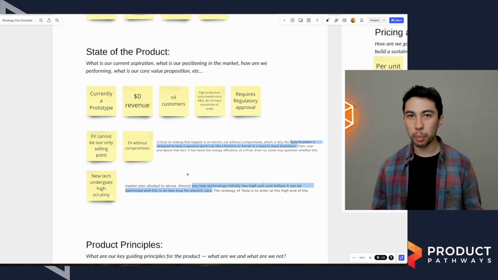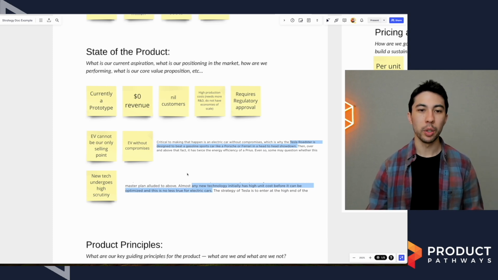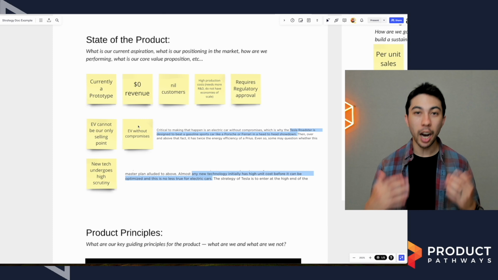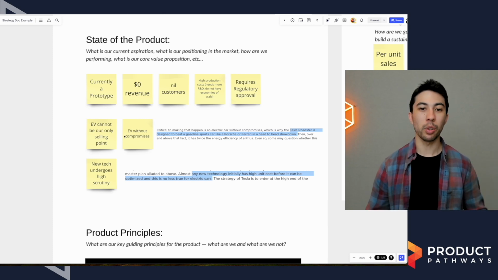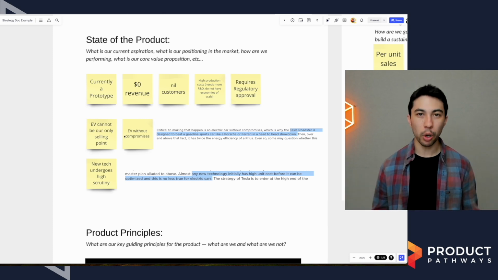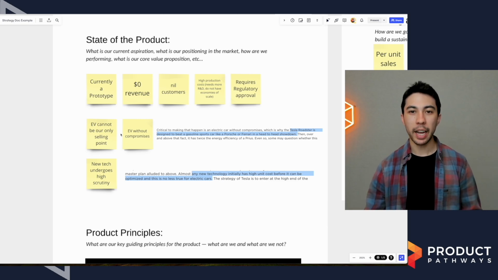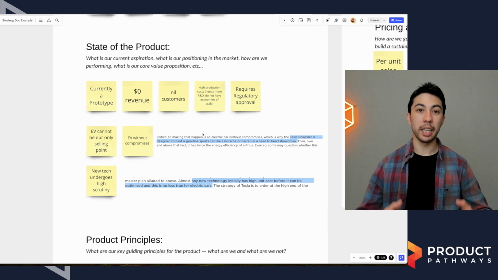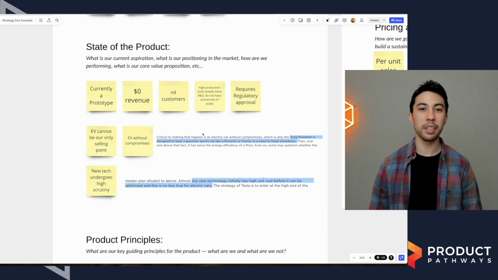We know that if we do build a car, it requires regulatory approval. We know that if we did do something, it can't be its only selling point. It's got to be able to beat and have no compromises and beat the current alternatives out there. So that is the state of the market and the state of the business and the state of the product. And this is our diagnosis.